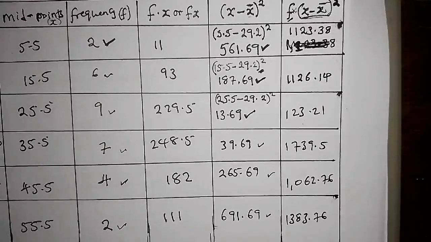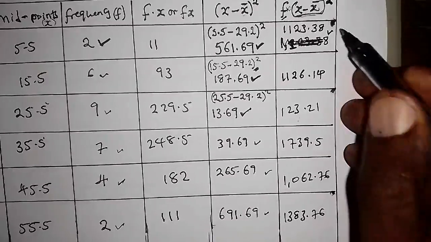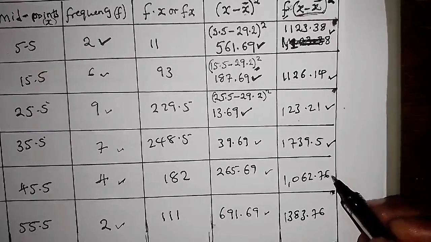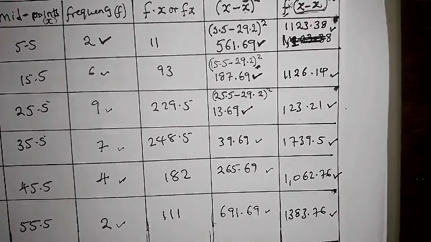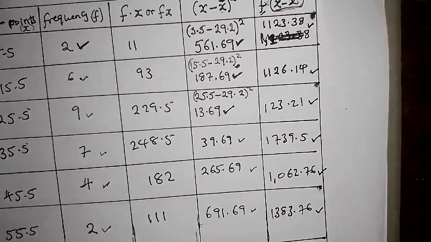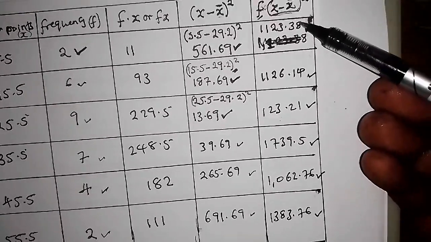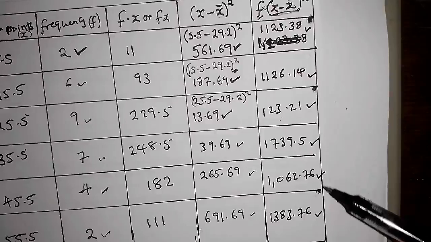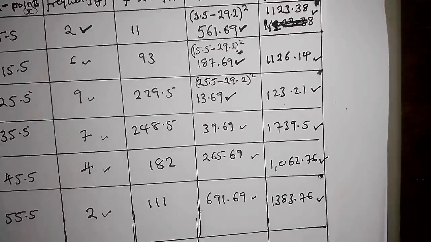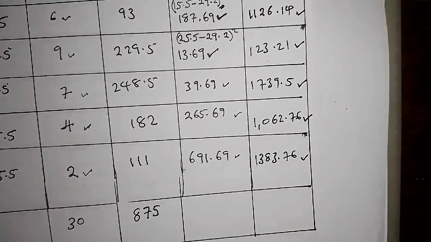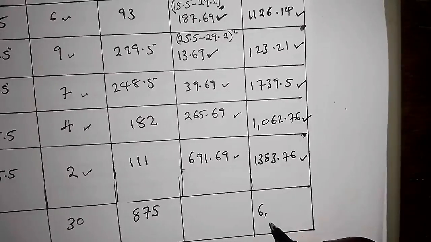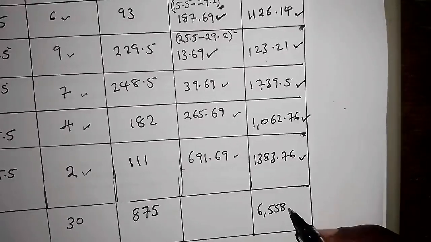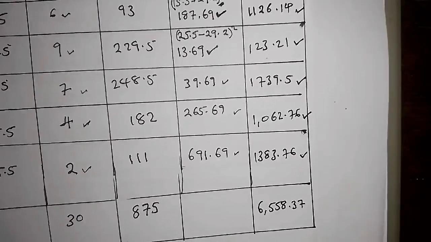Okay, so make sure you get these numbers, and this, and this. Now, what you're going to do is, the last column, just add everything. This, plus this, plus this, plus this, plus this, plus this one. Once you do that, you write the number there. And you should be able to get something like 6,558.37. Okay, you should be able to get that.